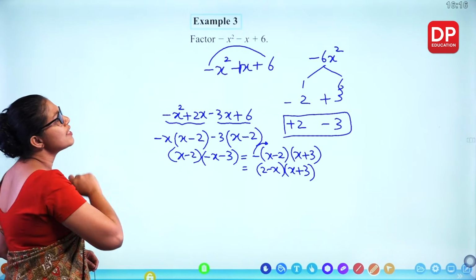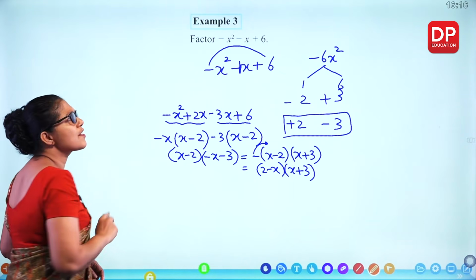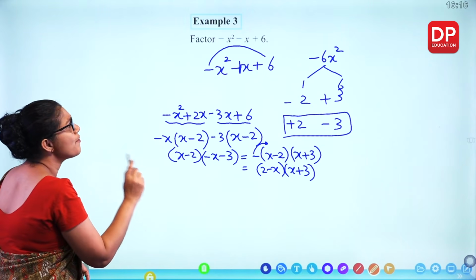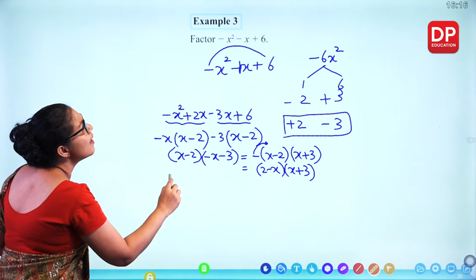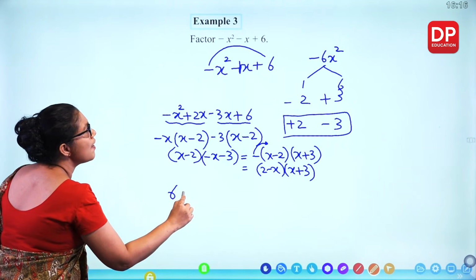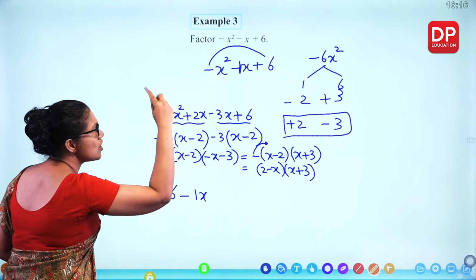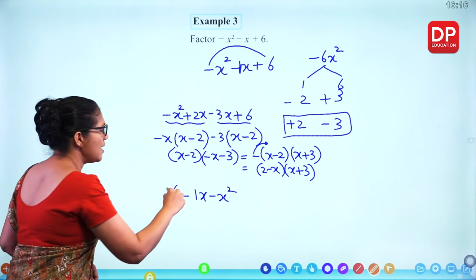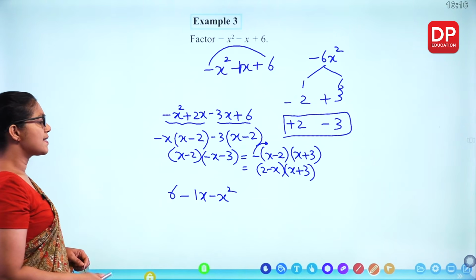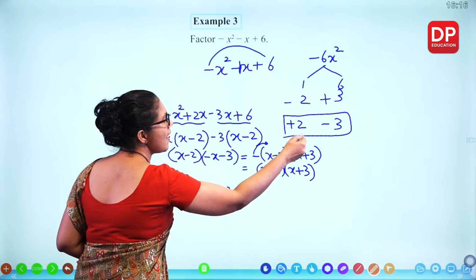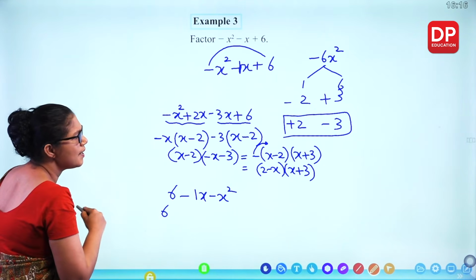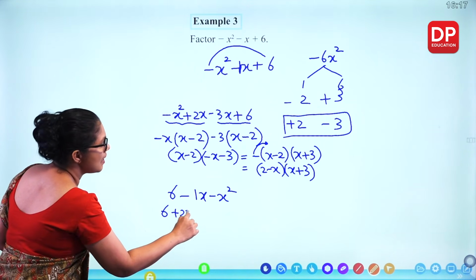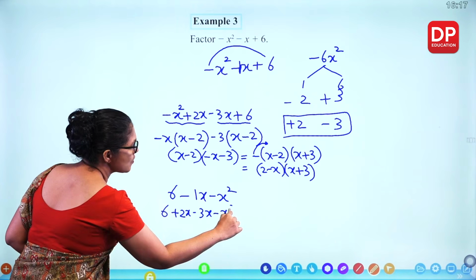So I want to teach you another method. When you get minus x squared, I want to take this one last. So I can rewrite the question as 6 first, the middle term as it is, and switching the first term to last. So I get minus x squared. Now same thing, you need factors of minus 6x squared and you are getting the same factors. So I can write 6 here and instead of plus minus 1x, I can write plus 2x minus 3x minus x squared.